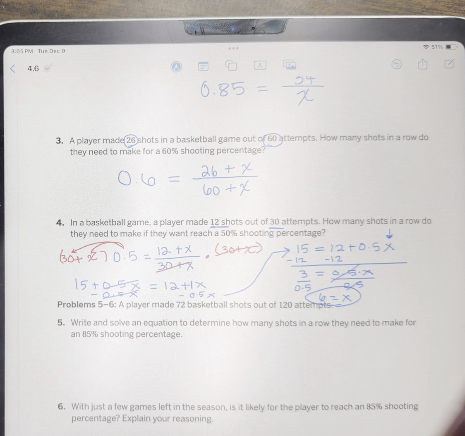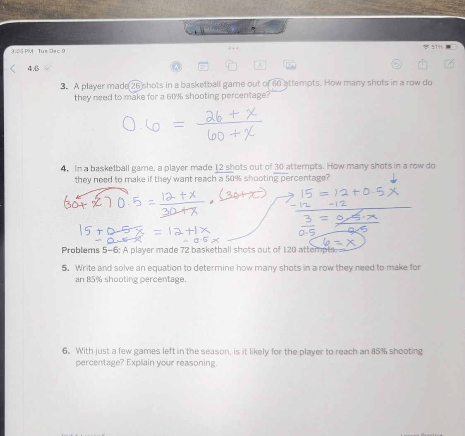That's how many shots you've got to make in a row to raise your percentage. You've got to make 6 shots in a row to make up for the 3 shots that you missed. Anyway, I hope that made sense, but if not, forget it. Just remember this.